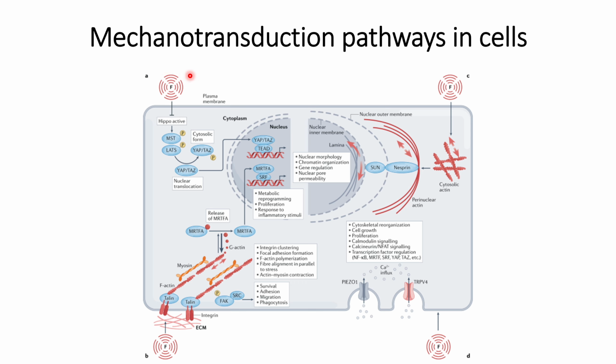But once, because of the mechanotransduction force, the Hippo pathway is inactive, then YAP-TAZ will go for nuclear translocation, and there it will interact with TEAD and help in the upregulation of genes related to immune cells, metabolic reprogramming, and proliferation of the cells.